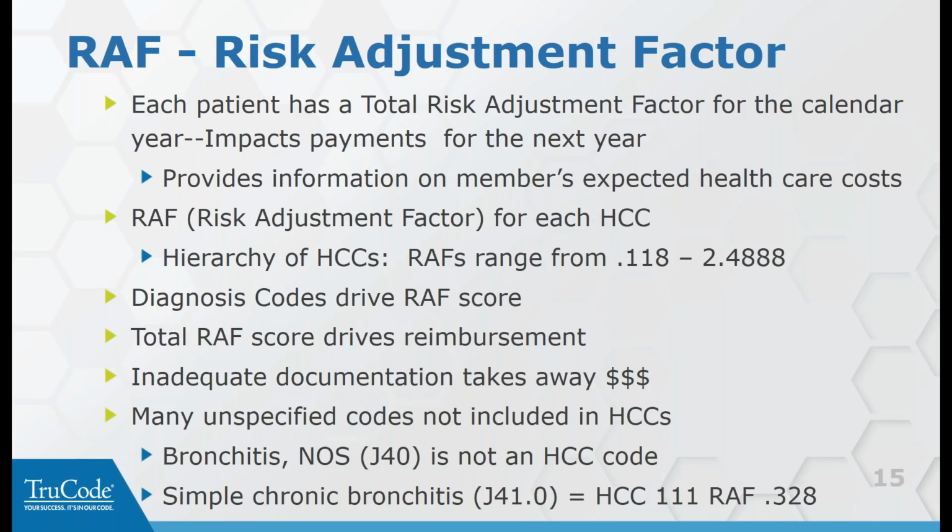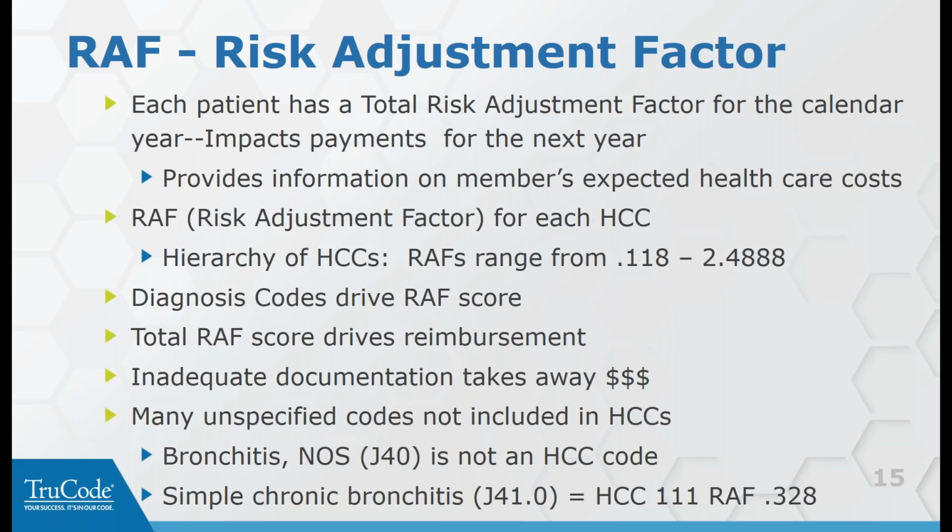I also talked about the fact that each HCC has that relative weight or risk adjustment factor weight, like a relative weight for a DRG. And they range from the bottom HCCs being 0.118 up to 2.4888. And of course, there's a significant difference in payment for those ranges right there. The diagnosis code does drive the RAF score, and the total score is what drives the reimbursement for that member.